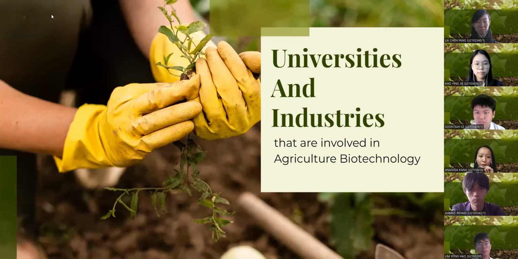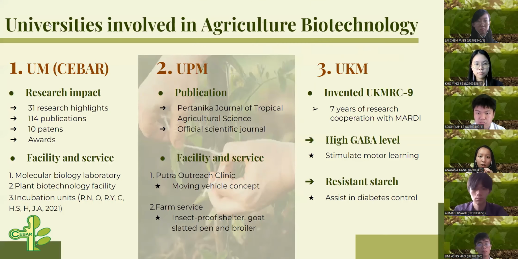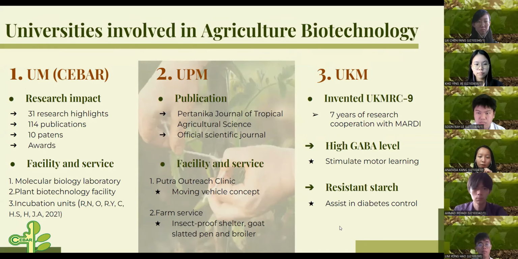Next, I'll proceed with universities and industries involved in agricultural biotechnology. First is the University of Malaya, which owns an agricultural biotechnology research center known as CEBAR. From its establishment in 2005 until now, researchers have produced 114 publications, 31 research highlights, and 10 patents, and have won a silver award during the Virtual Innovation Competition in 2020. The second one is Universiti Putra Malaysia, which owns an official journal known as the Pertanika Journal of Tropical Agricultural Science.